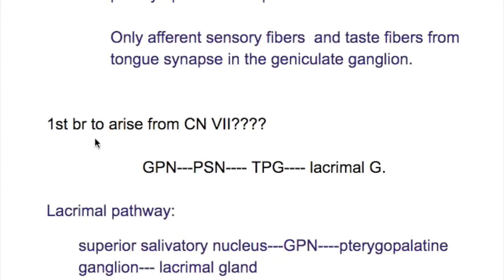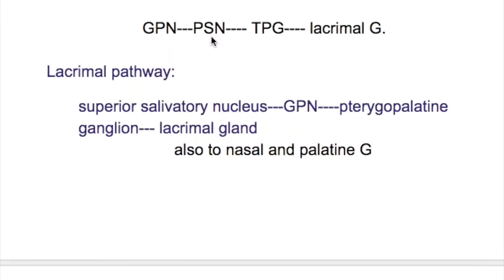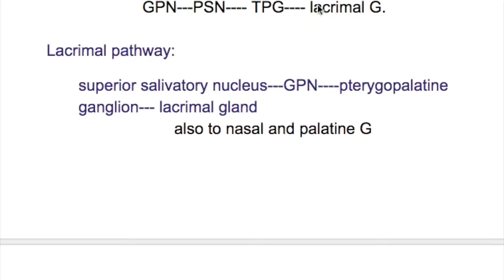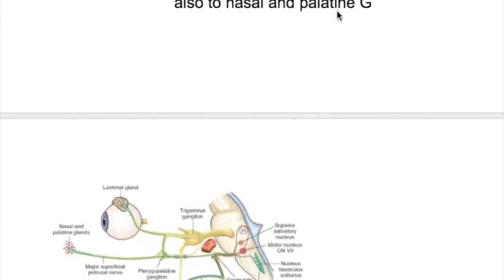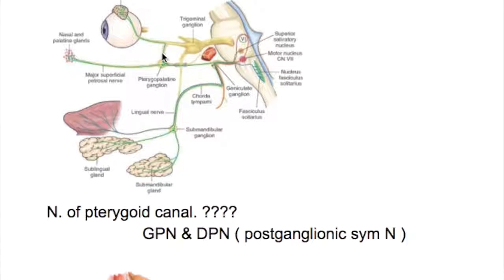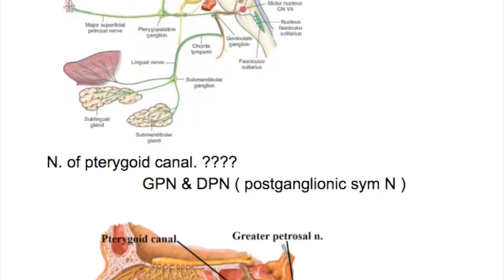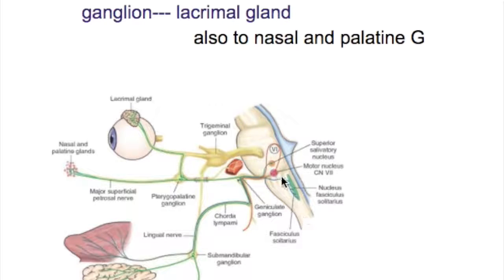Which is the first branch to arise from the facial nerve? It is the greater petrosal nerve, which is a parasympathetic nerve and relays in the pterygopalatine ganglion, and the postganglionic fibers supply the lacrimal gland. It also supplies the nasal glands and the glands in the palate. The pathway is from the superior salivatory nucleus to the greater petrosal nerve, to the pterygopalatine ganglion, and to the lacrimal gland and also to the nasal and the palatine glands.